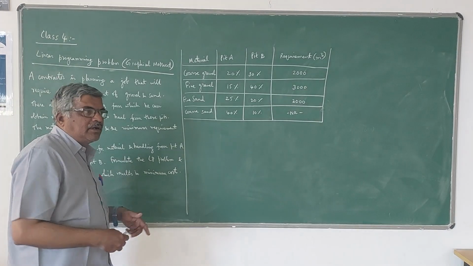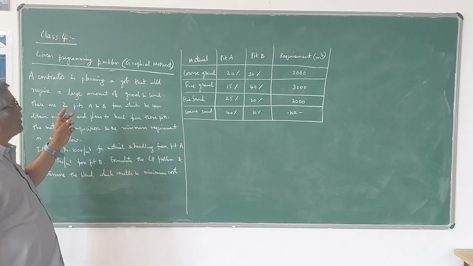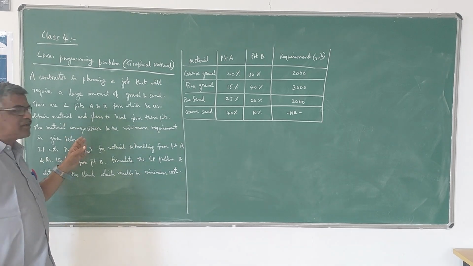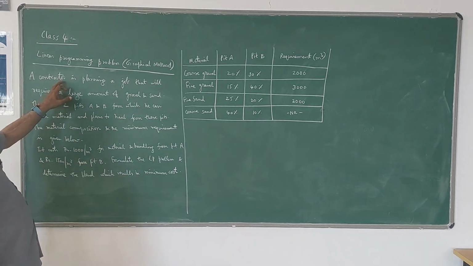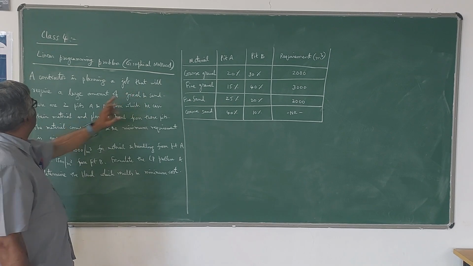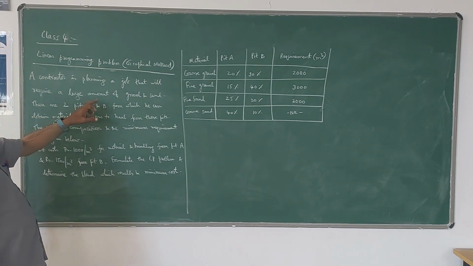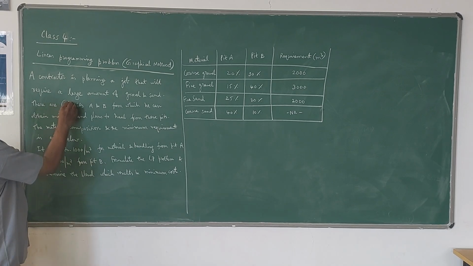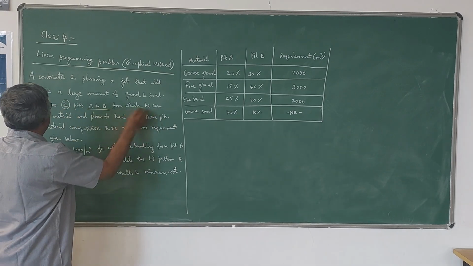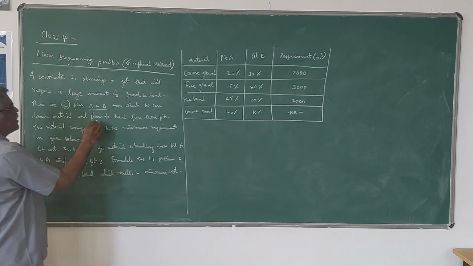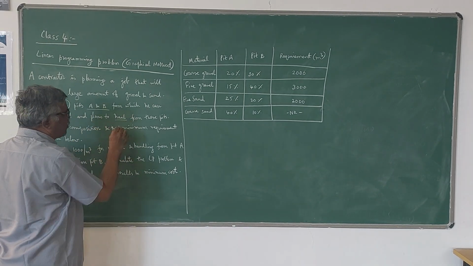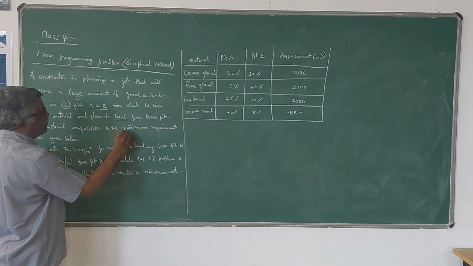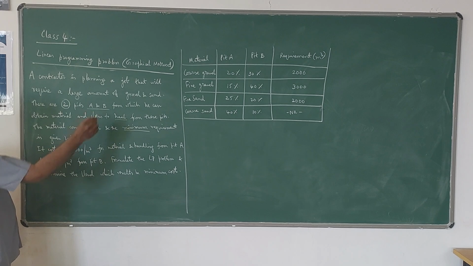So in this class we will discuss another problem on linear programming using graphical method. It's a civil engineering application problem. A contractor is planning a job that will require a large amount of gravel and sand. There are two pits, A and B, from which he can obtain material and plans to haul, that means move, from these pits. The material composition and the minimum requirement is given in the table.